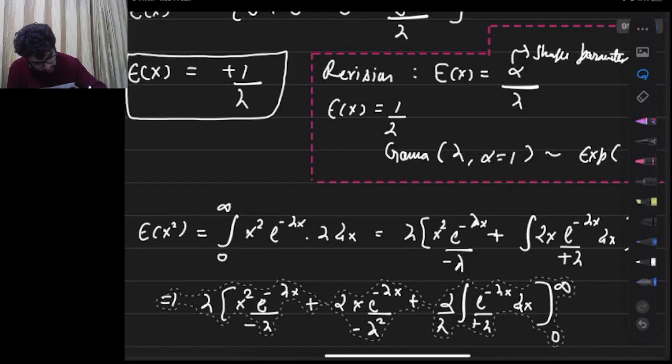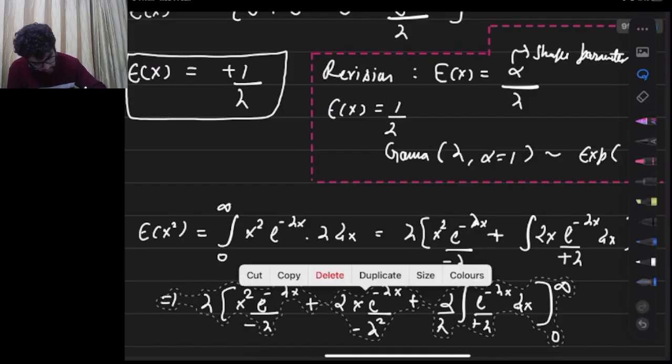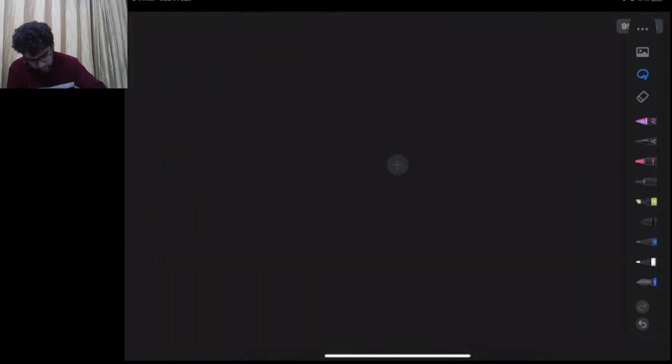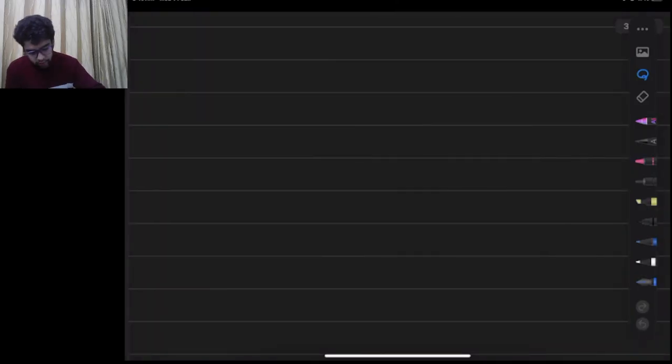This is one of the best features possible in the Notes app, that I can easily copy stuff, otherwise I would have to write the whole expression again.